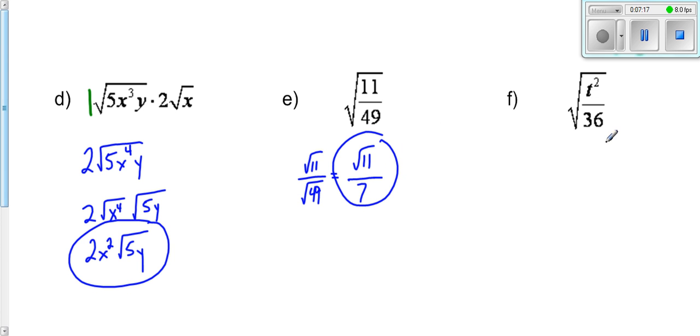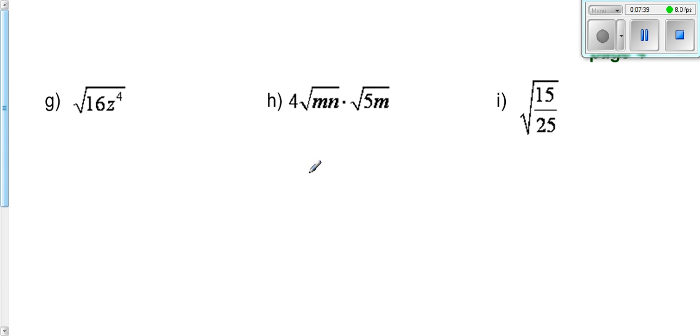Some of you will have the answer to part F written down before I even, okay, it's t over 6. You could do an in-between step where you break it up like we did here. Or you could just think t over 6 times t over 6 is t squared over 36.